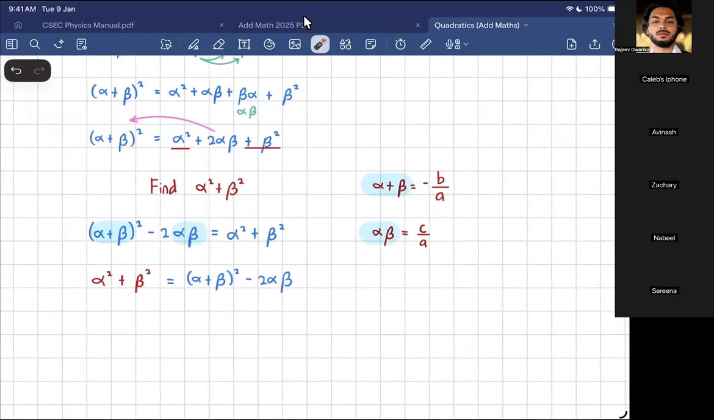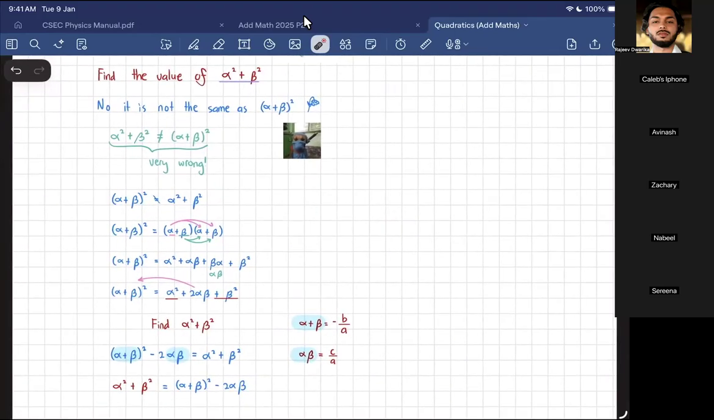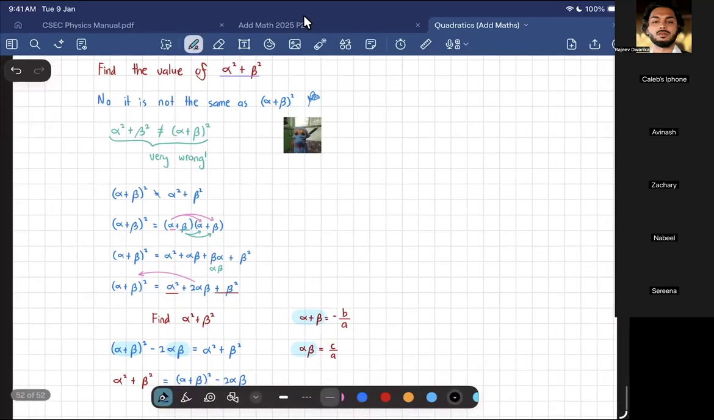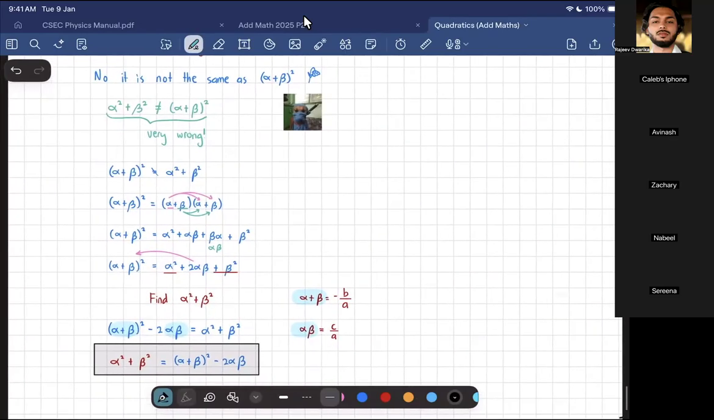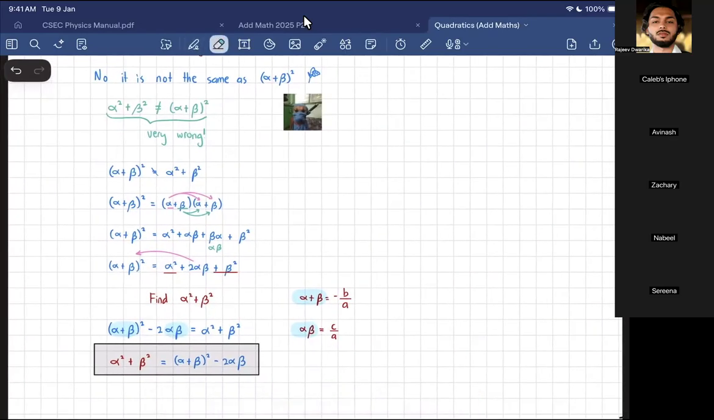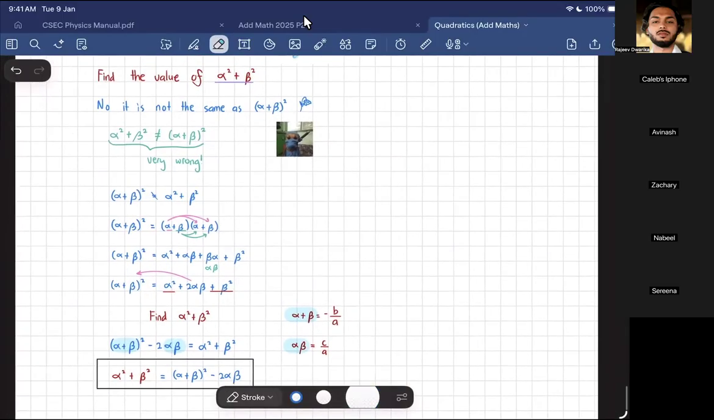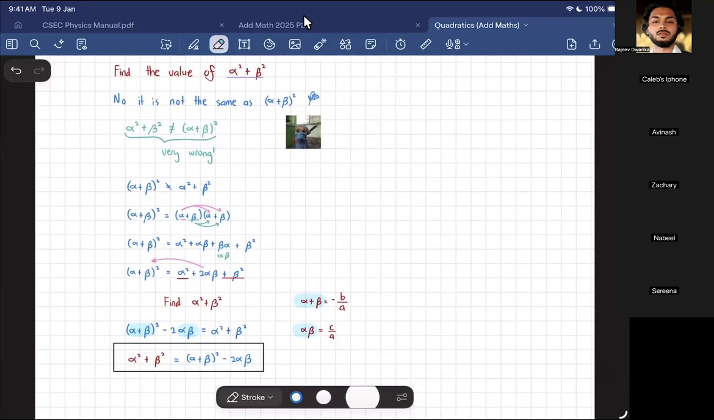Great. So make sure you have this copied down. If you don't take away anything from this, just please take away this. This is very important, because in the exam they don't expect you to do the whole derivation. They just want to see you know what alpha squared plus beta squared can be represented as. Right, so have that copied down.